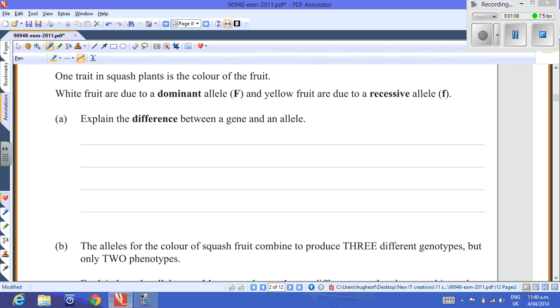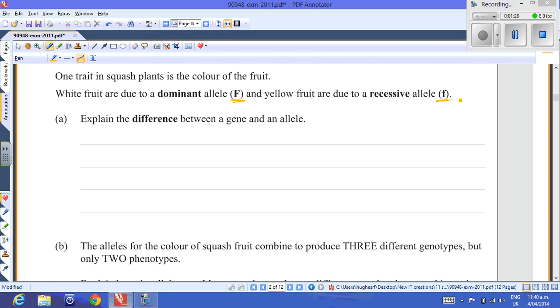One trait in squash plants is the color of the fruit. White fruit are due to the dominant allele, which is given a capital F. So there's always a capital letter for the dominant allele. And then yellow fruit are due to a recessive allele, which is a lowercase f. First part of the question is to explain the difference between a gene and an allele.